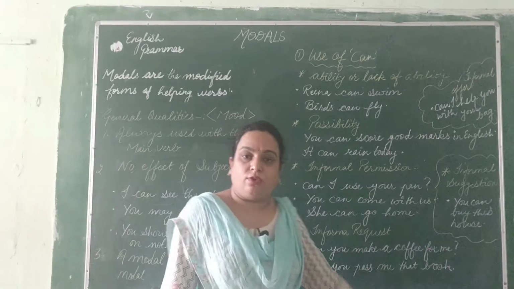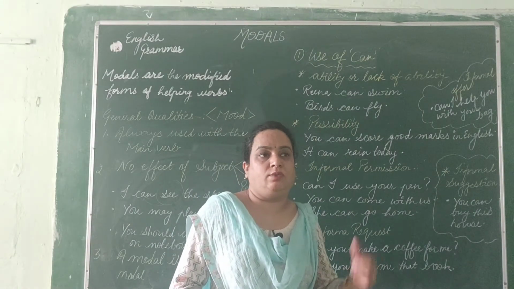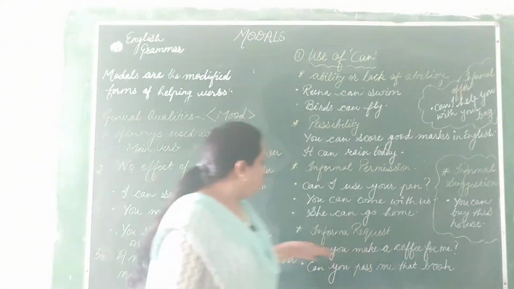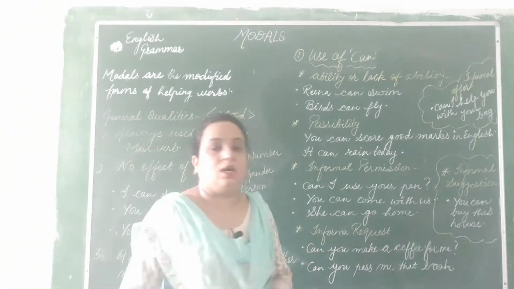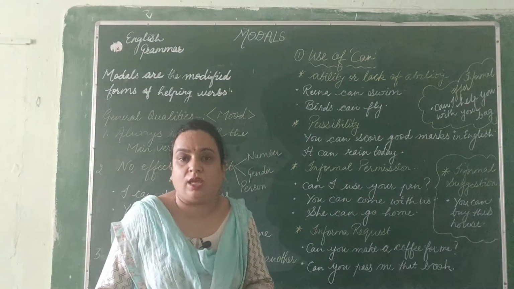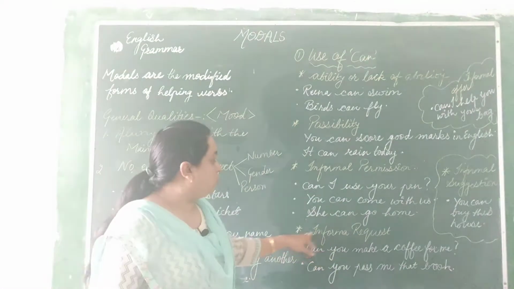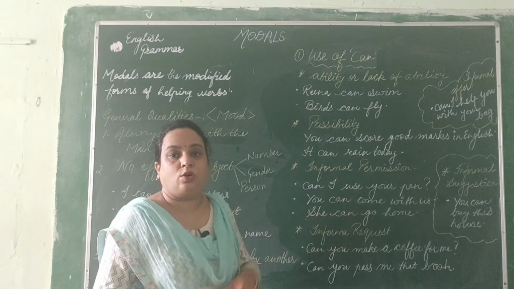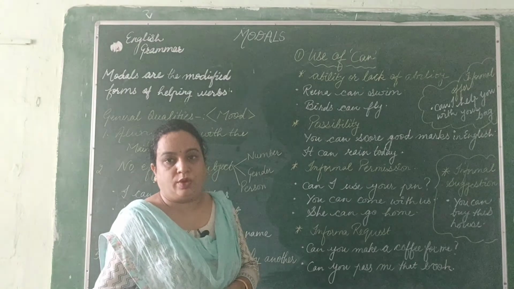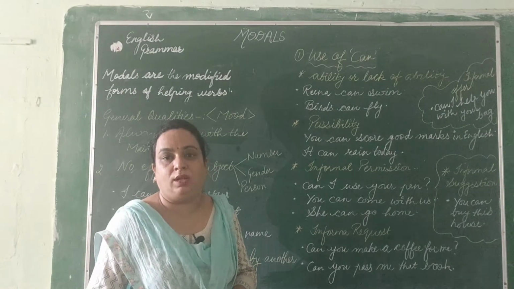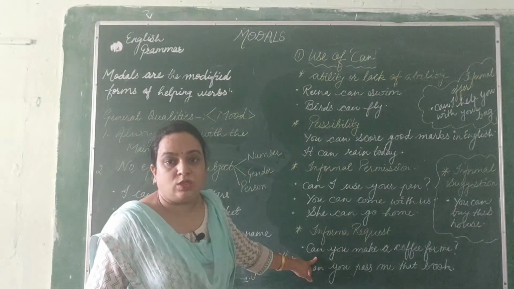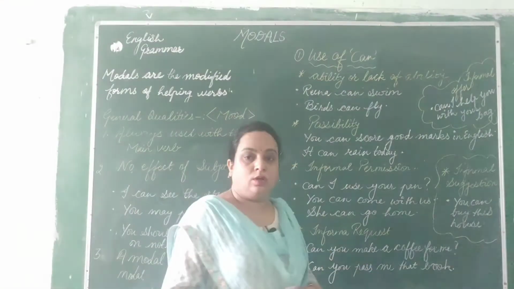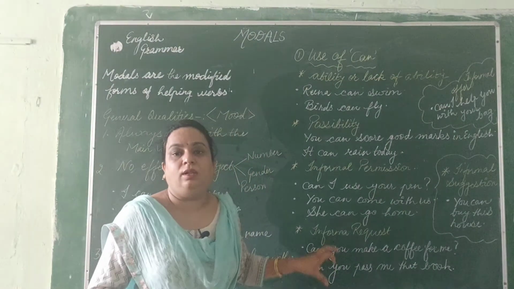Can you make a coffee for me? To our friend, suppose I am speaking to my sister or my brother, like this. So what I will do? You can make a coffee for me, or can you make a coffee for me? So that is an informal request, right? I am requesting. But if I want to talk to someone unknown, where we have to be a little bit formal, there we cannot use can. Clear? Next is, can you pass me that book? That is also an informal way.